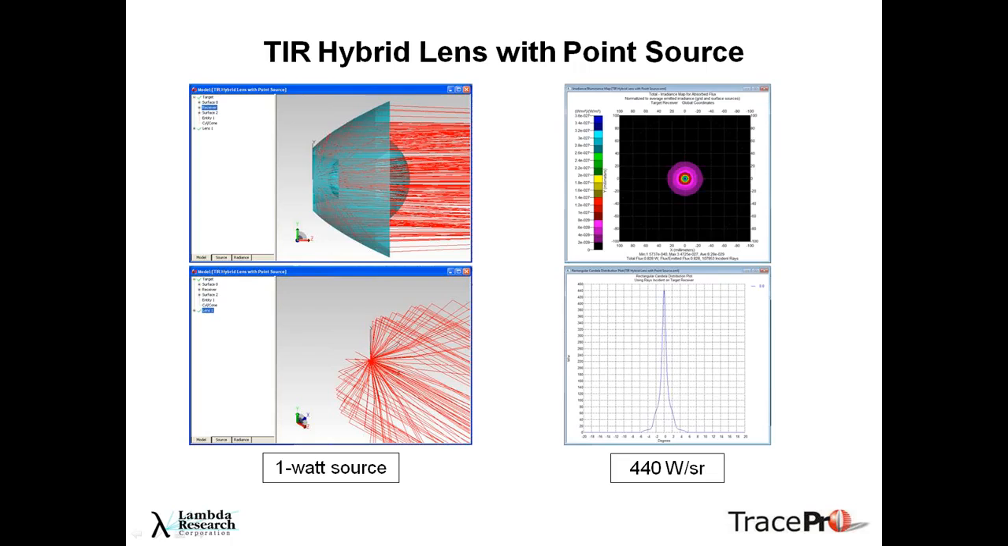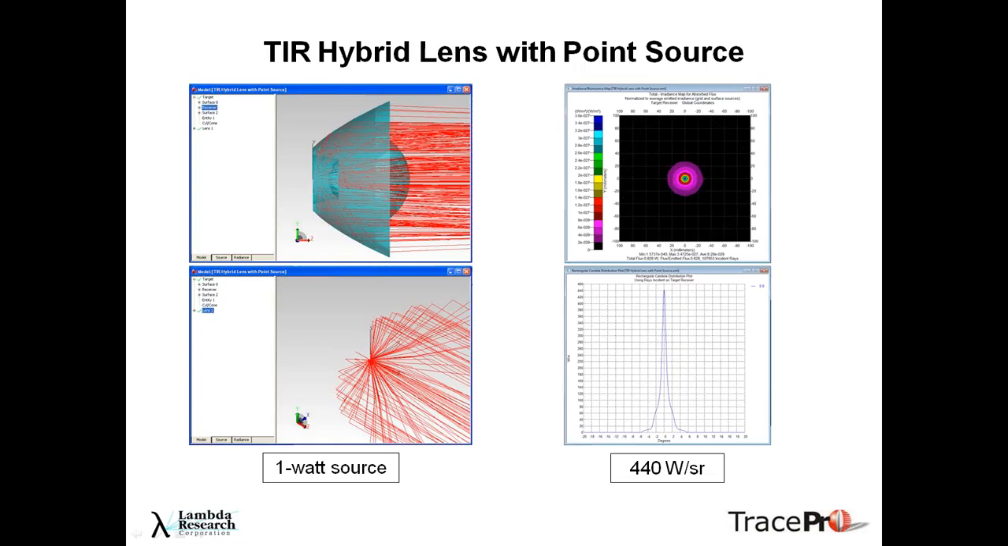The first thing we're going to look at is the TIR hybrid lens with a point source. So all the rays are going to be starting from a single point. What I've done is normalize it so that each source I'm ray tracing here is going to have 1 watt of output. So I can correlate between the different options to see what's happening. Here I'm looking at an irradiance map, so the distribution of light at my target some fixed distance away. And we can see we get a nice small spot of light.